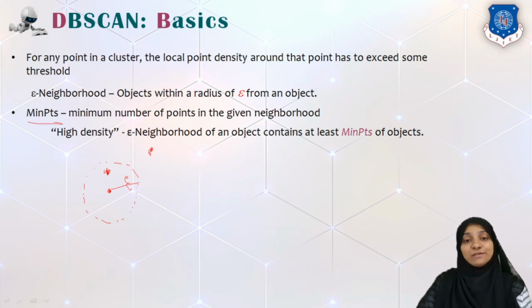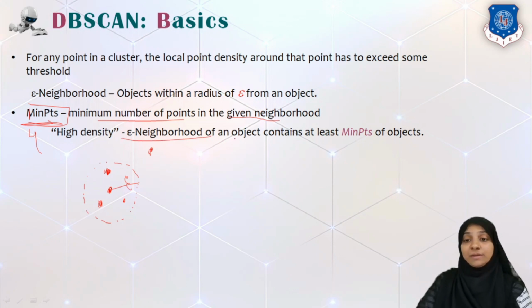Now we also have something called minimum points. If there is only one data point within this region, can we say it is a dense region? No, we require some value of minimum points. Say, for example, 4 is the value of minimum points. In this circle, I can see that there are only 2 points, so it is not called dense. If there are 4 points including this core point, I would say this region is a dense region.